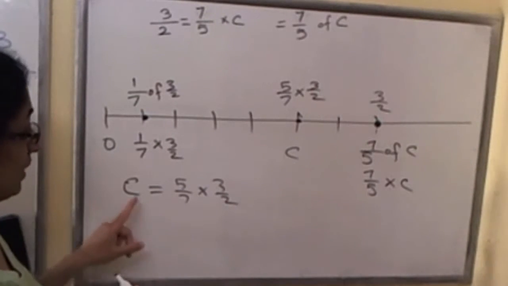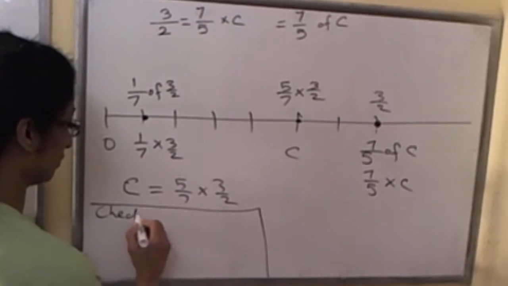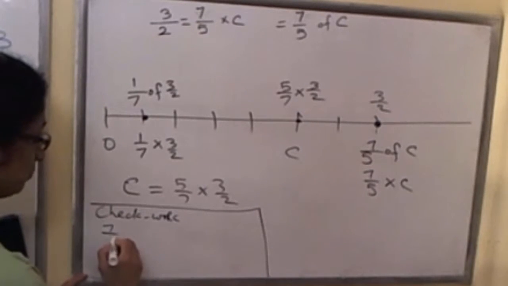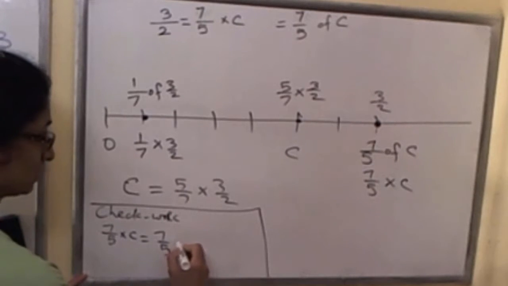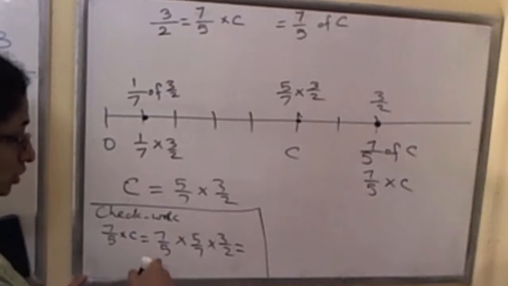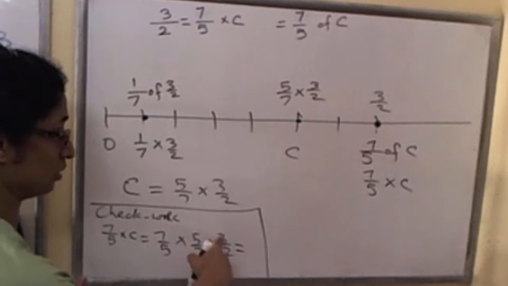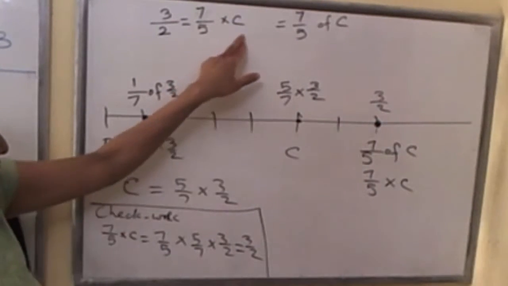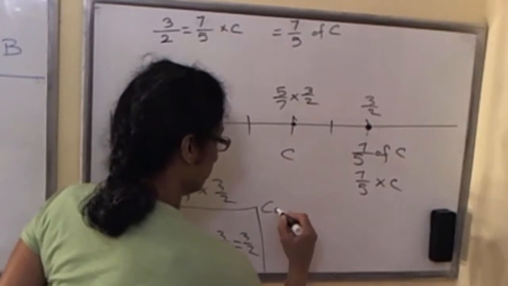That's our guess. Now does c really satisfy this equation? Let's do a check and make sure our c is correct. So we start with the expression 7/5 times c, and we replace c by this expression, 5 over 7 times 3 over 2. I'll leave it to you to use the cancellation law of fractions, the product formula, and all of that, and conclude that this simplifies to 3 over 2. So indeed this c satisfies this equation. And so let's write a conclusion now.